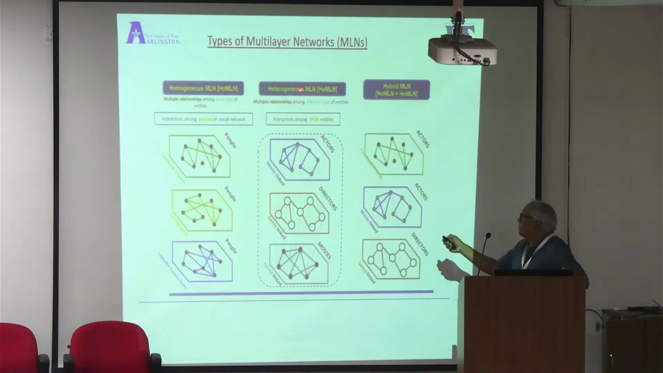Here is an example of a heterogeneous MLN where node types are different in each layer. So for example, this layer captures actors as nodes. This captures directors as nodes. This captures movies as nodes. So there can be relationship within actors, co-acting and other things. Here there can be relationship between directors, but you can also have relationship that says this actor has been directed by this director, this movie has been directed by this director. So this is a heterogeneous MLN, and of course you can have a hybrid, which is a combination of these two.